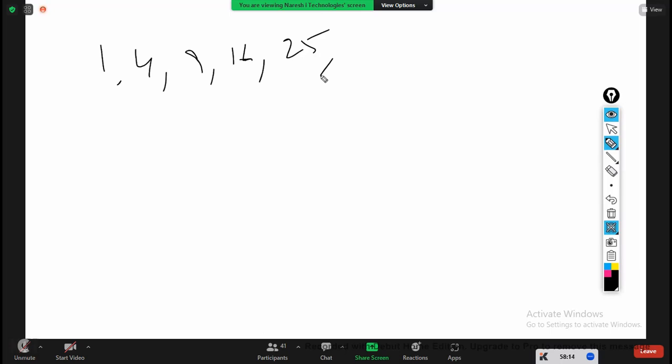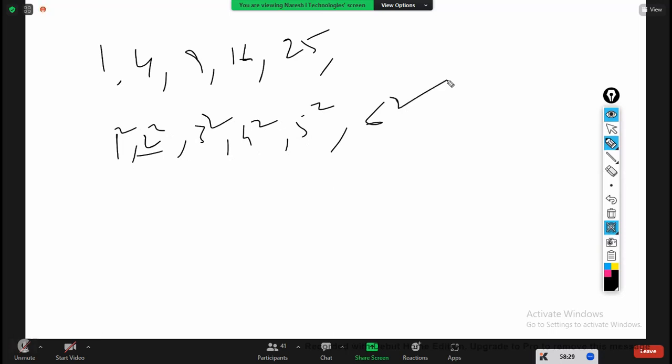So first it will identify the relation. The relation is that each number is the square of its serial number: 1 square, 2 square, 3 square, 4 square. It identified the relation. Automatically, the next number should be 6 square only. So it has predicted 6 square. This is the answer.